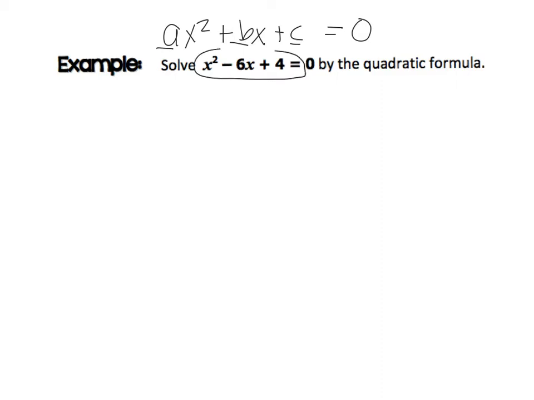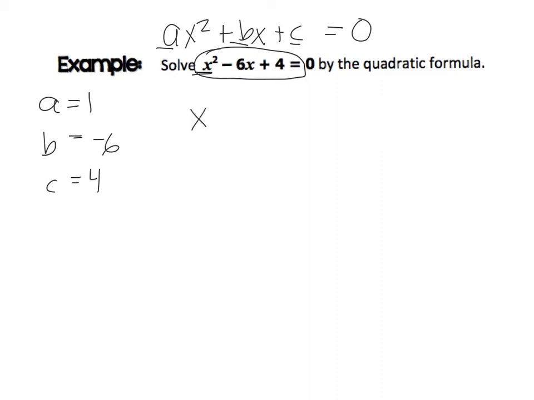Given this quadratic equation, your a is going to be 1, because there's nothing in front of that. It doesn't mean it's 0, it's just a 1, so we didn't write it. B is negative 6. C is positive 4. Let's get right to the quadratic formula now.